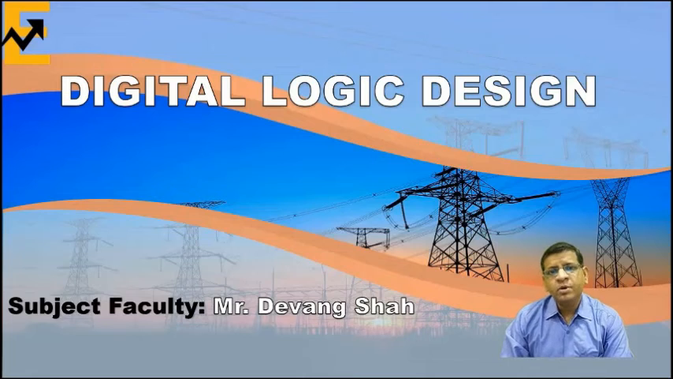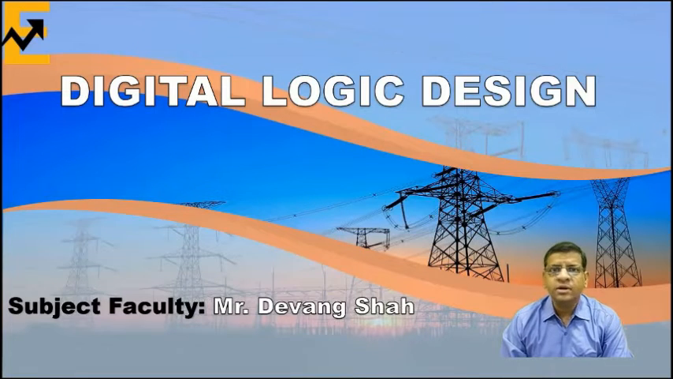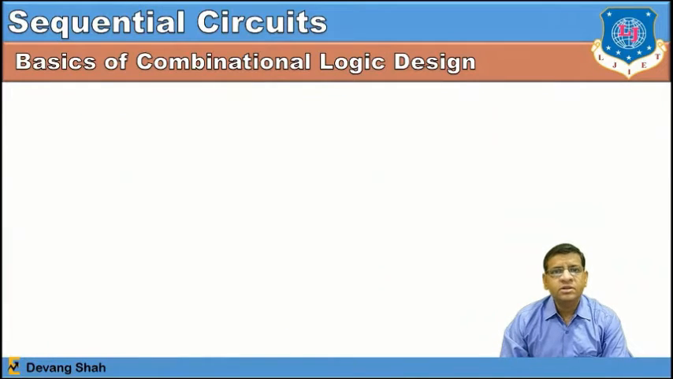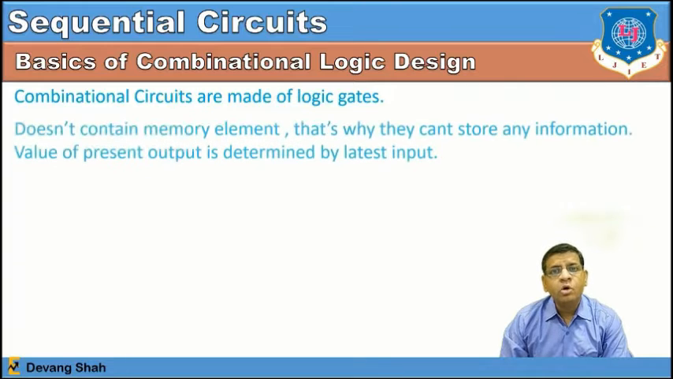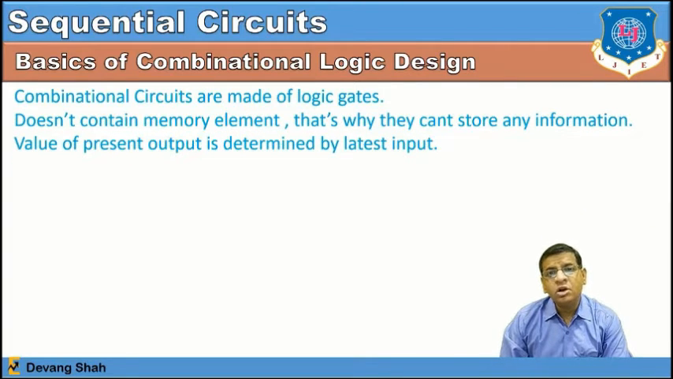So in today's topic we are going to discuss the sequential circuit. So far, what we have learned is about the combinational circuit. If you understand, combinational circuits are nothing but made up of logic gates, right? We have already discussed many combinational circuits, like magnitude comparator, multiplexer, decoder, subtractor, adder, all are combinational circuits. Why are they called combinational circuits? Because they don't contain any memory element. That's why they can't store any information, right?